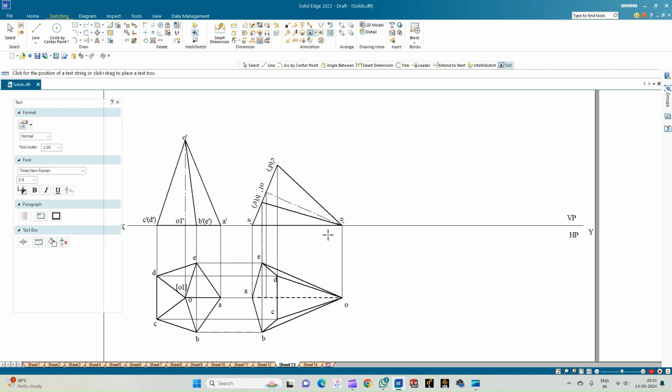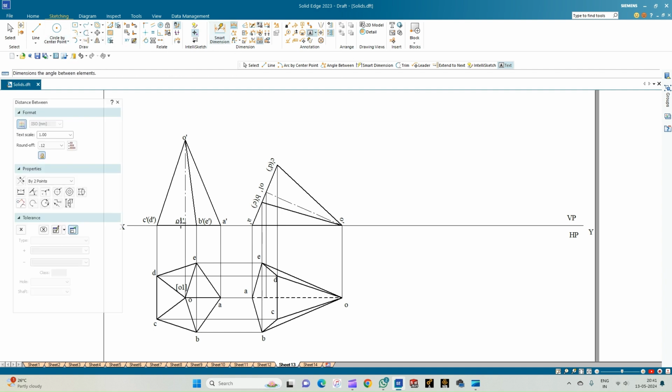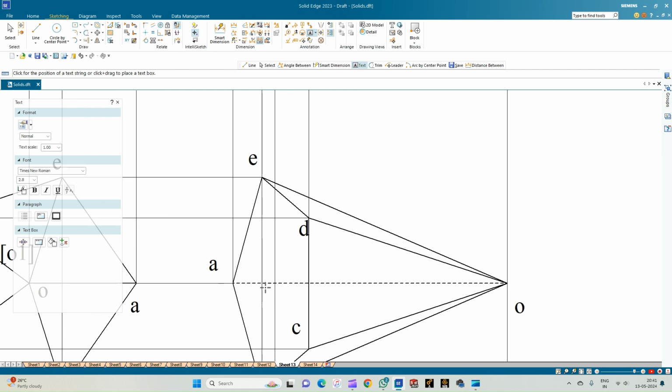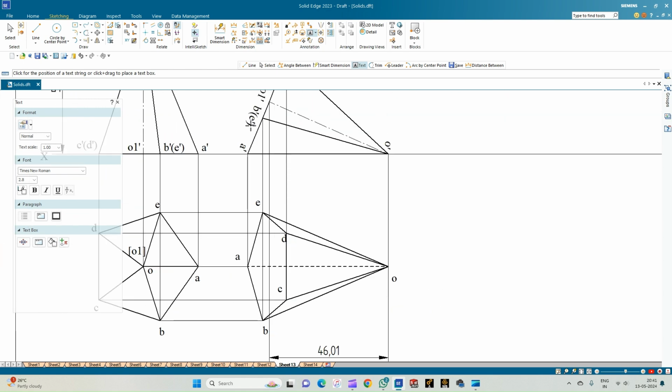So now we need to construct the beta angle for this. So for that, let us just use the distance between option and measure the axis length of the first position, which is 50. So this is the point O1 and this is the point O. So here the axis length is 46.01. So we have not annotated the point O1 here. So this is the point O1. So from the projection of O, it is here. So it is O1.